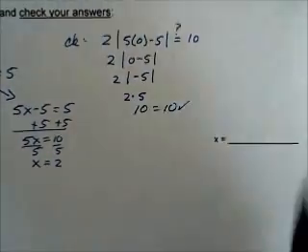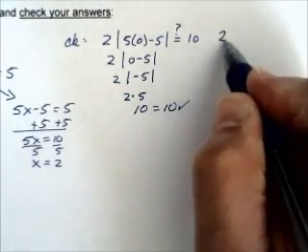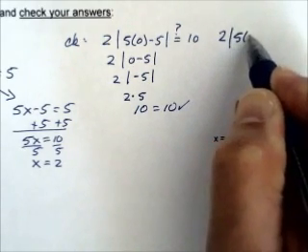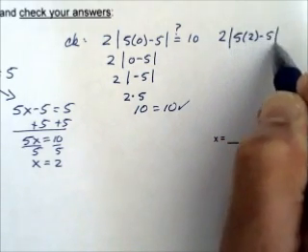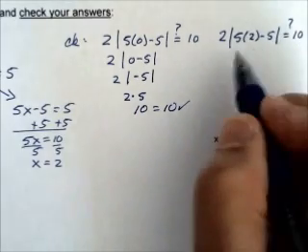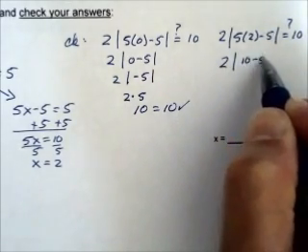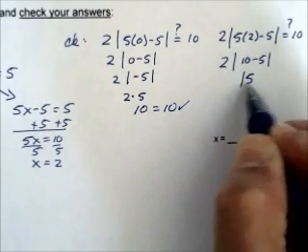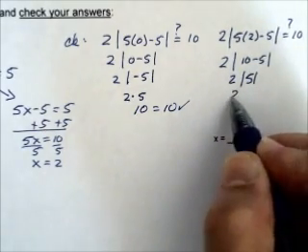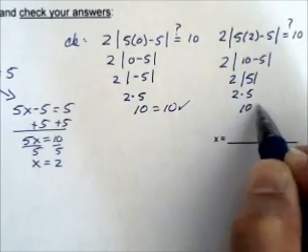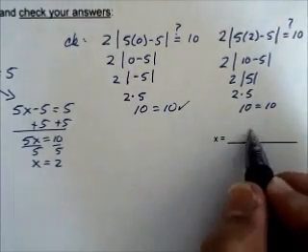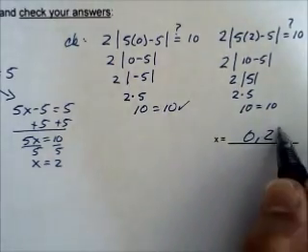The x value of 2: is 2 times the absolute value of 5 times 2 minus 5 equal 10? 2 times the absolute value of 10 subtract 5 is 5, and the absolute value of 5 is 5, and 2 times 5 is 10. So both 0 and 2 are solutions.